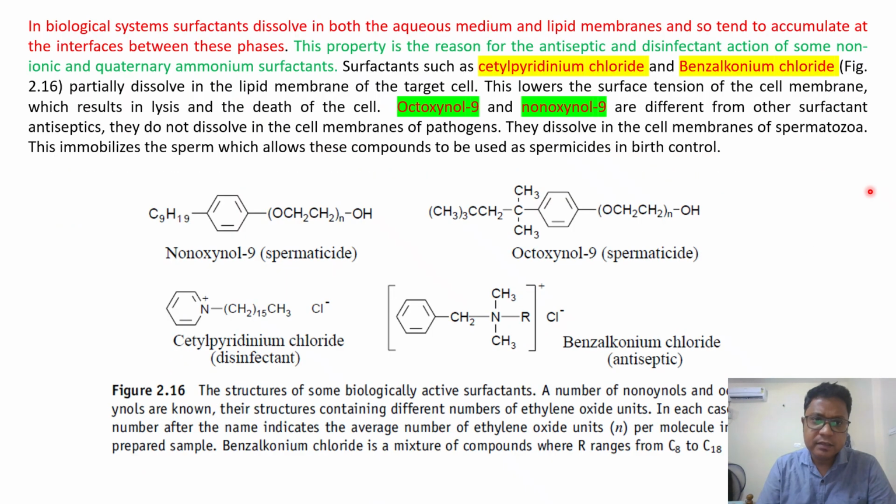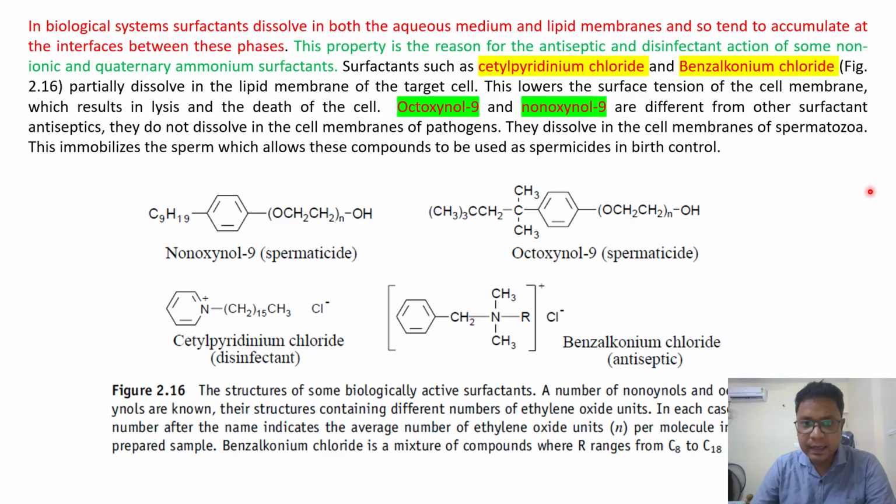In biological systems, surfactants dissolve in both the aqueous medium and the lipid membrane, and so tend to accumulate at the interfaces between those phases. This property is the reason for the antiseptic and disinfectant action of some non-ionic and quaternary ammonium surfactants. Surfactants such as cetylpyridinium chloride and benzalkonium chloride partially dissolve in the lipid membrane of the target cell. This lowers the surface tension of the cell membrane, which results in lysis and the death of the cell.